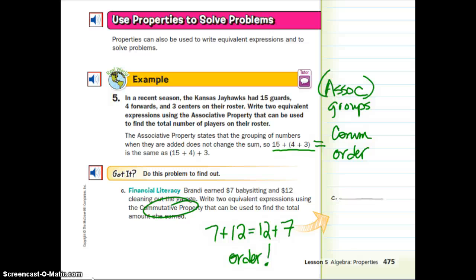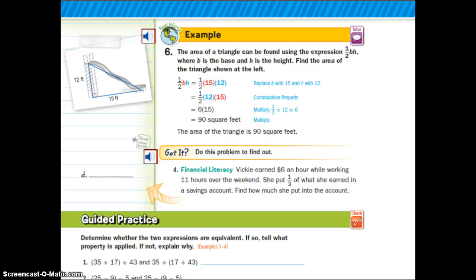Great, turn the page. The area of a triangle can be found using the expression 1/2 base times height, where b is the base and h is the height. Find the area of the triangle shown at the left. So we have the formula 1/2 base times height, and then we input the numbers in. So the base is 15 and the height is 12. But notice, half of 15 is too hard, because then you get a decimal or a fraction. We always like dividing numbers that are even in half.